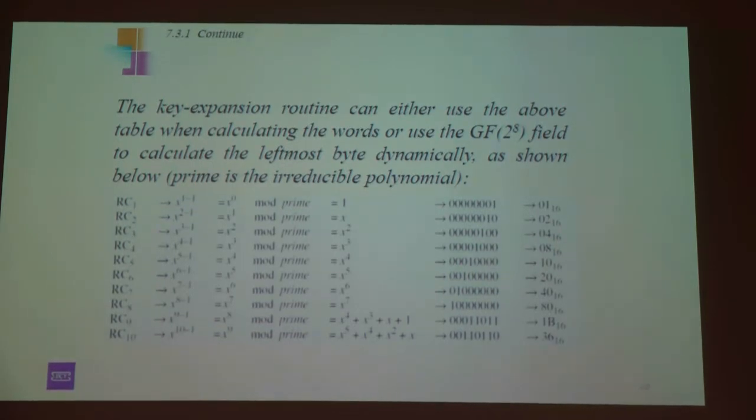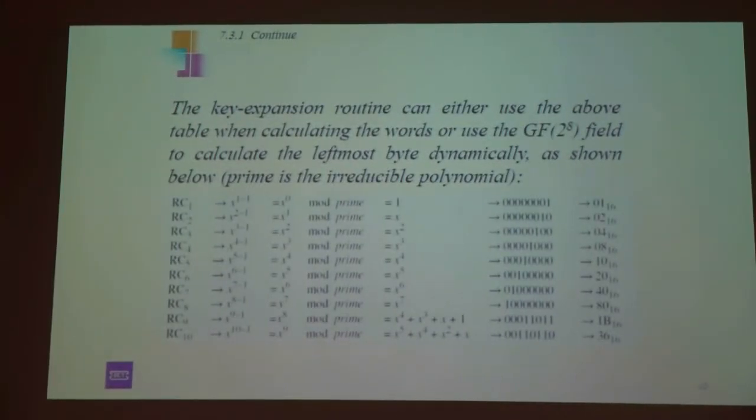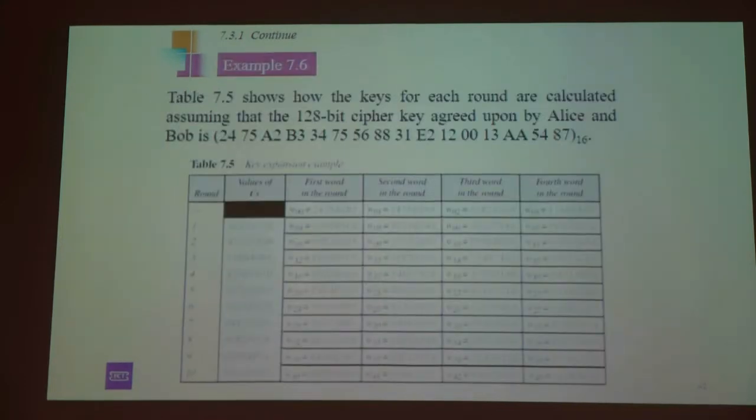The key expansion routine can either use the above table when calculating the word, or use the GF(2^8) field to calculate the leftmost byte dynamically, as shown. So you could also do it in hardware this way.